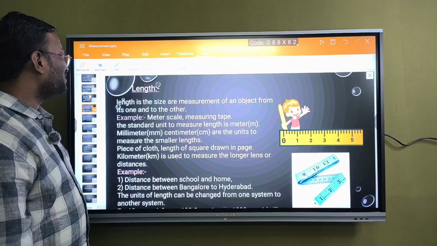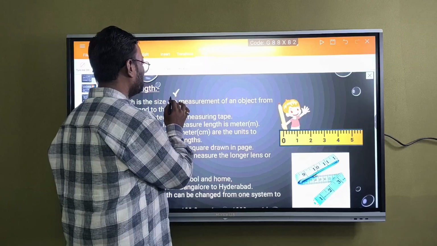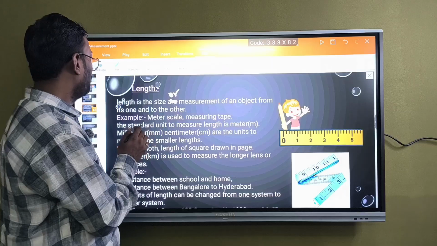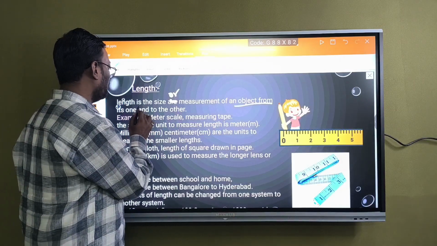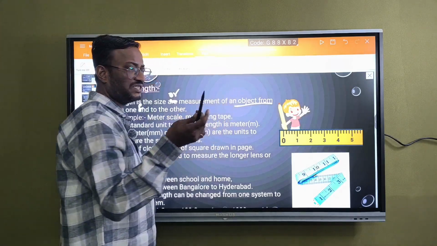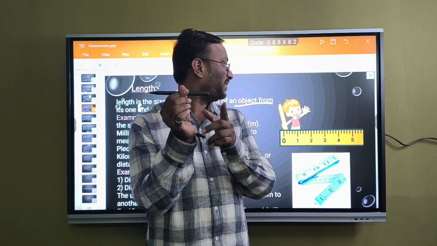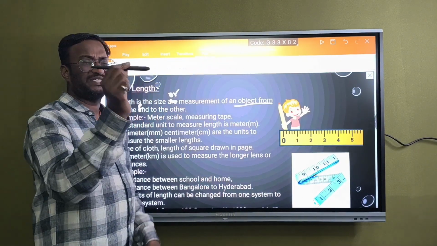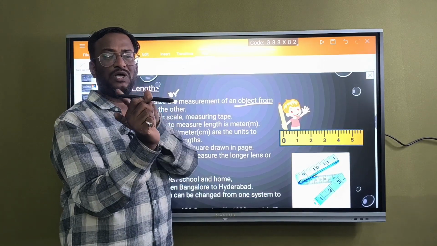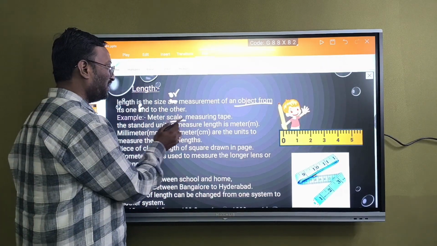This is the thing. Next, length. Length is the size or measurement of an object from its one end to the other end. If you consider the length of this pen, it is a measurement of this particular object from its one end to the other end. This measurement we call length. Example, meter scale, measuring tape.